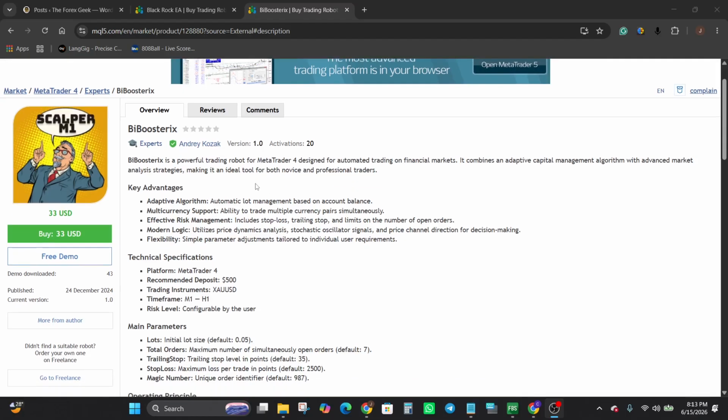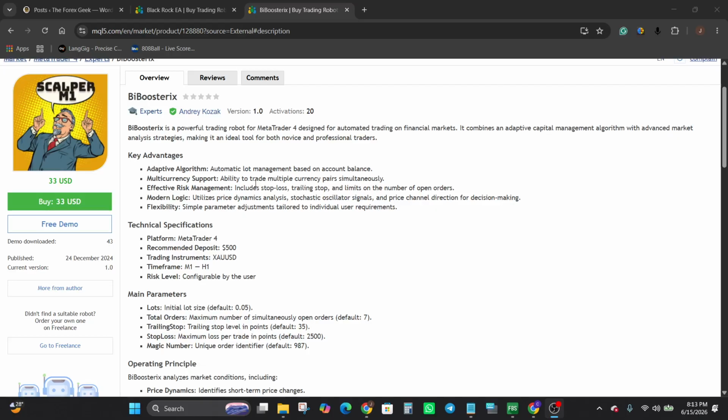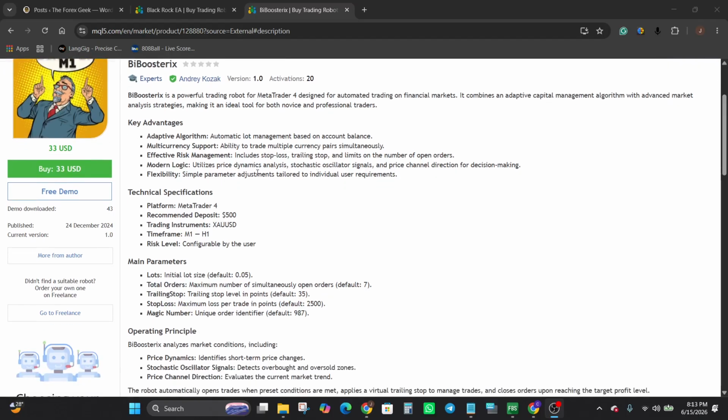Looking through the product description, BiBoosterix is presented as a trading robot designed for automated trading with a focus on adaptive capital management and market analysis. According to the developer, it is suitable for both newer and more experienced traders, combining automated execution with configurable risk settings. Moving further down the page, we can see some of the key features highlighted.